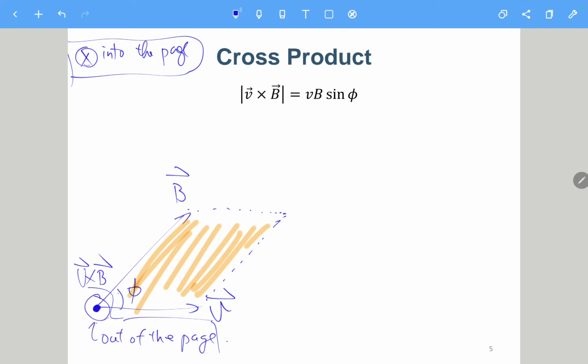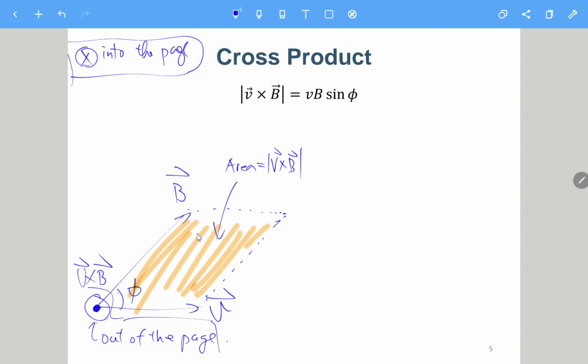So this is the area, which equals the magnitude of V cross B, because V cross B is a vector. When we take the magnitude, the absolute value, it is the area of this parallelogram.